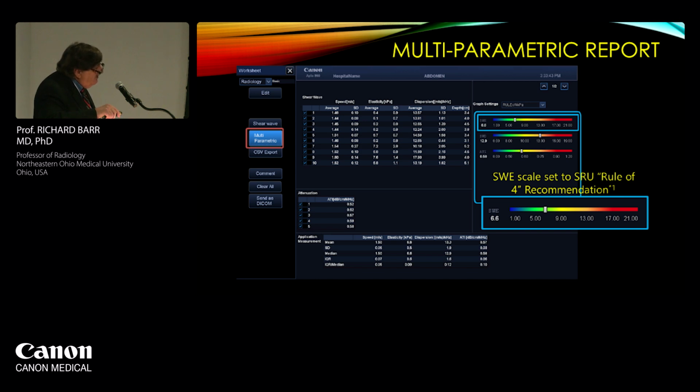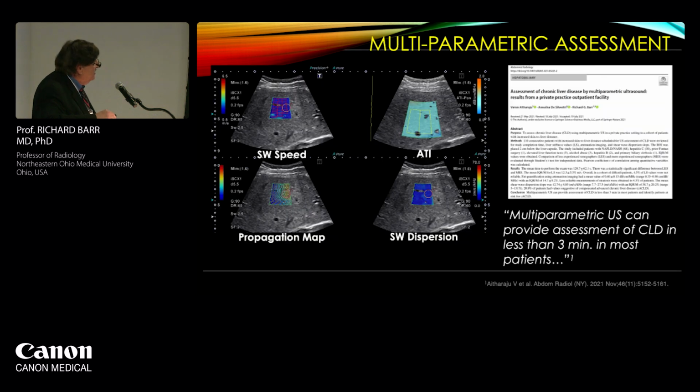And then maybe we're going to have to add a couple more of these once we have AI combine all this data and give us a score of chronic liver disease. So hopefully that is coming.